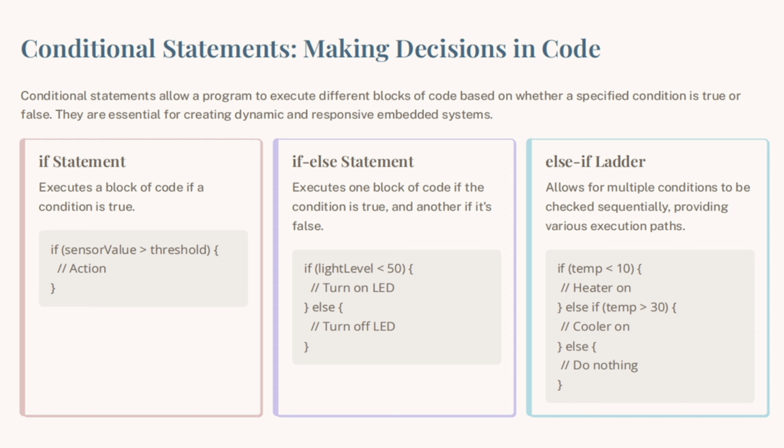Else if ladder. When we have multiple conditions to check, we use this ladder to evaluate them sequentially. It provides various execution paths, like turning on a heater if it's too cold or a cooler if it's too hot.